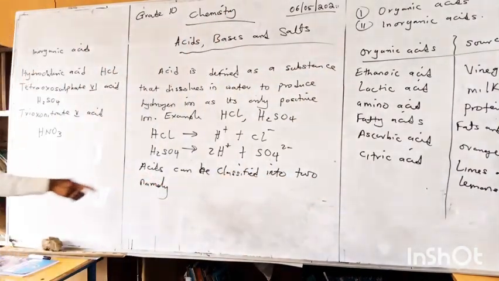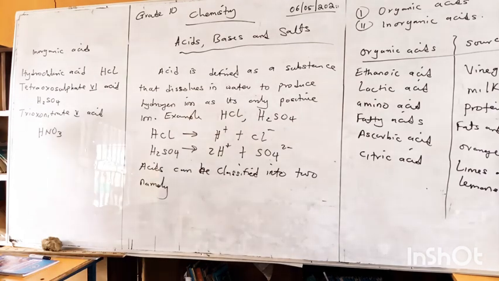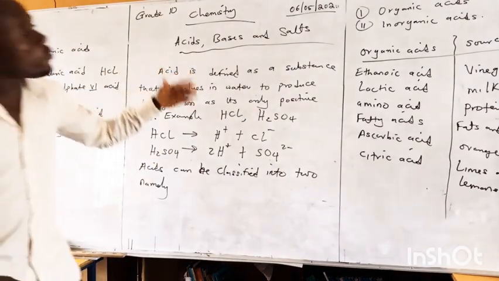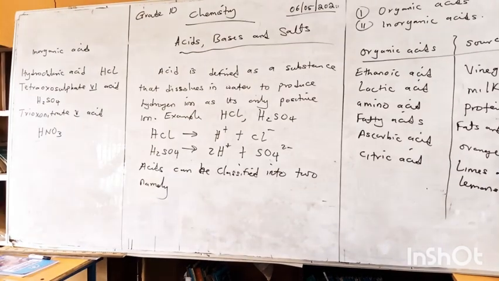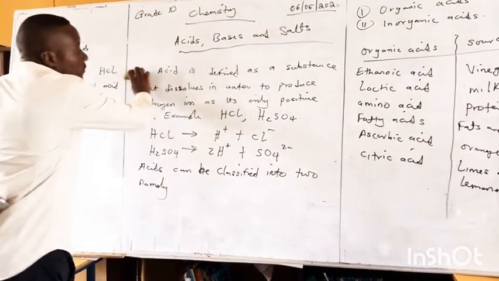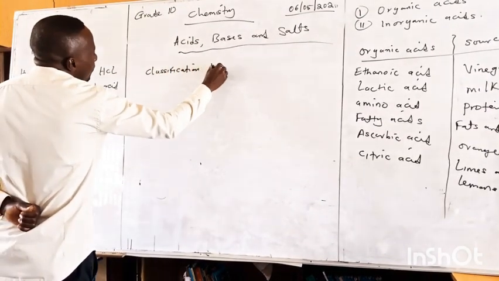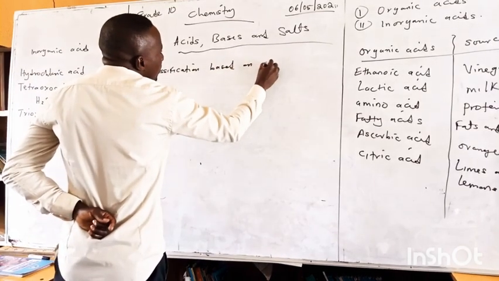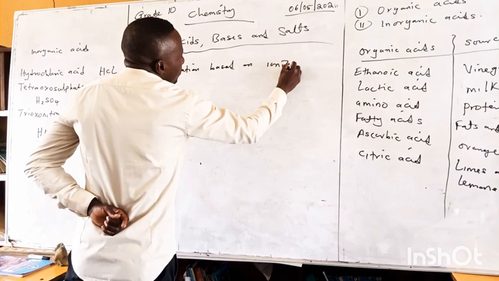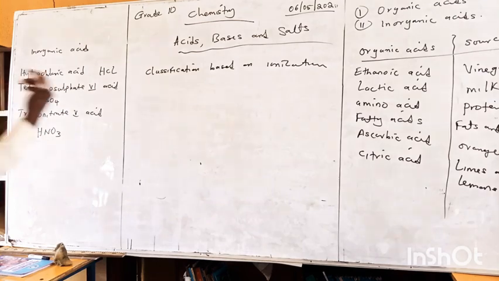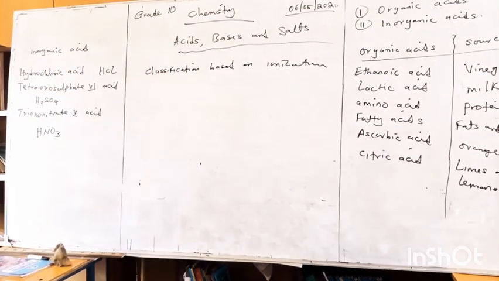Now, you can also classify acids based on their ionization. What do I mean by ionization? When you dissolve acid in water, that is ionization. So when you dissolve acid in water, they will ionize or dissociate. So you can also classify acid based on the degree of ionization. That will lead us to what we call strong and weak acid. Now let's classify acid based on ionization. When you classify acid based on ionization, we have two types.